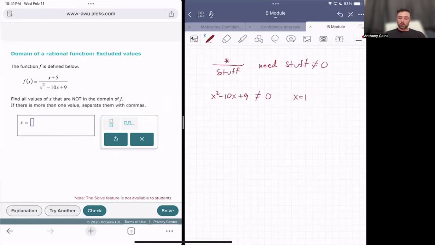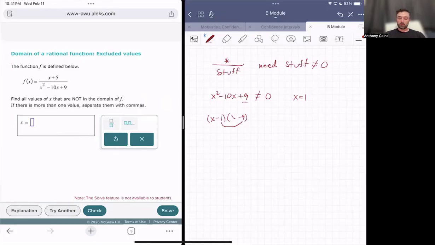And actually, this can help us factor, because this lets us know it now looks like x minus 1 times something else. And that something else needs to have a minus 9 here, because when I multiply those two terms, that's how I get this. So I guess that's my factored form.